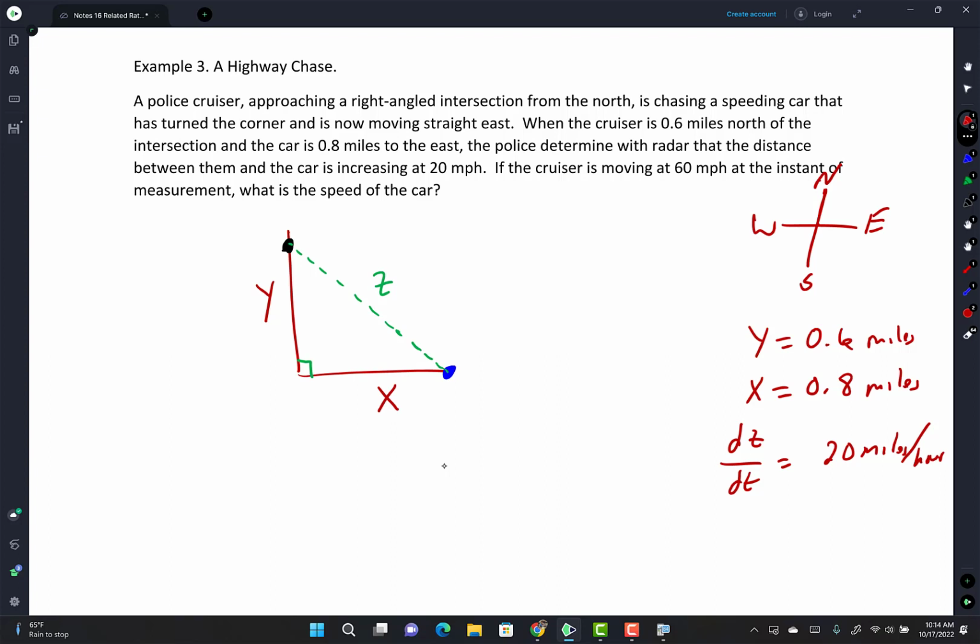I'm just writing stuff from the top. Because it said right here, the distance between them and the car is increasing at 20 miles per hour. If you're here, the only way you can do that is with a radar. A radar only goes in straight lines, so it can't go across. Yeah, radar gun, it's a straight shooter. What's up, Alvarez? dz/dt.